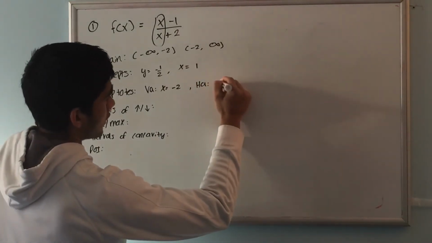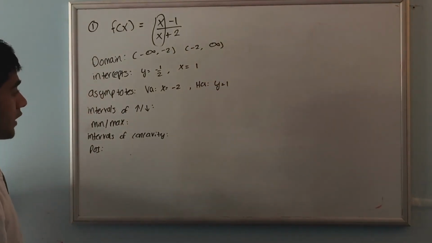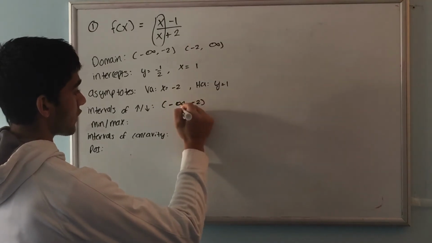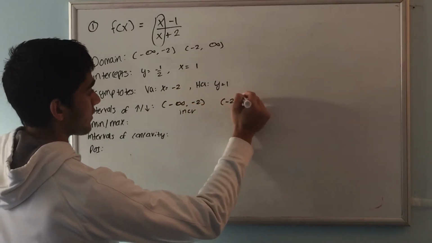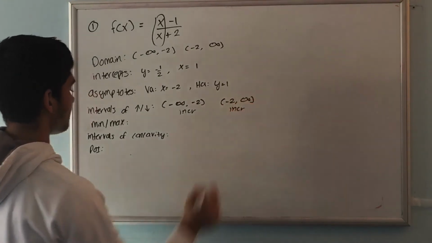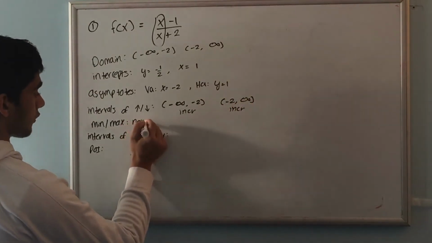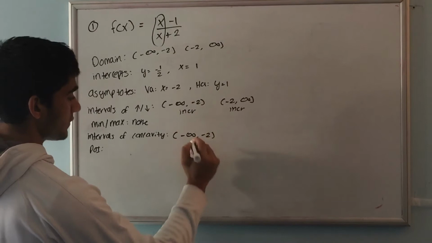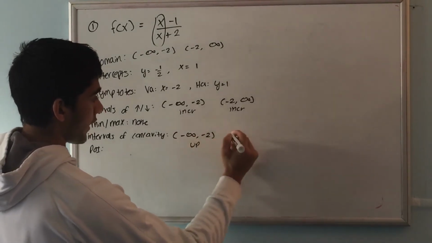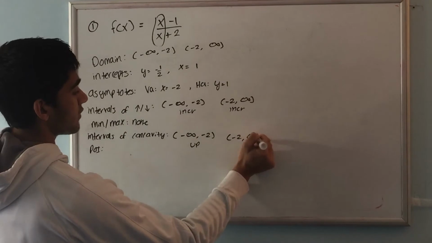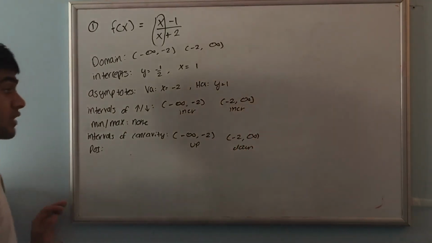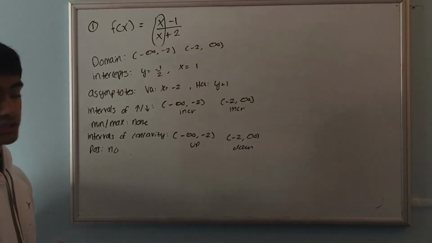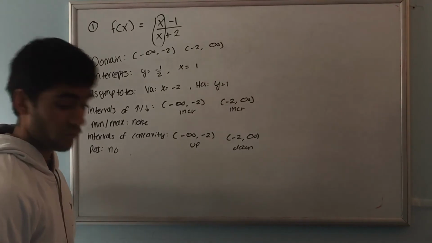We said that the intervals of increase and decrease were from negative infinity to negative 2, it was increasing, and from negative 2 to positive infinity, it was also increasing. We said there were no min or max, and the intervals of concavity: from negative infinity to negative 2, it was concave up, and from negative 2 to positive infinity, it was concave down. We also said there were no POIs, even though there was a shift in concavity, since that point is undefined in the function. So now we're ready to actually graph our function.